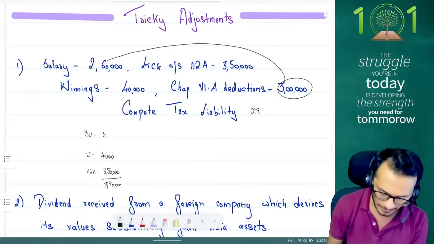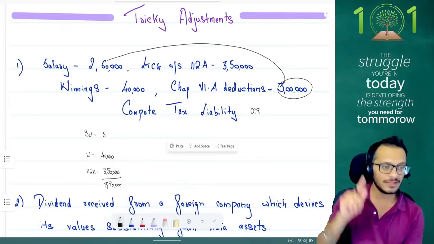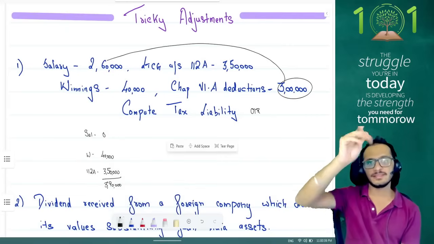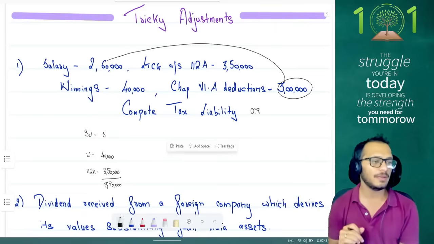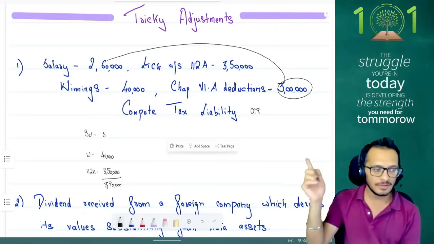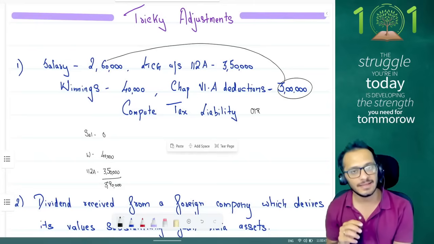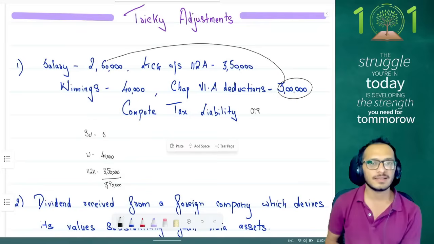Are we clear till here? Yes. So what are we doing, people? First thing, when it comes to chapter 6A, chapter 6A can only be adjusted against slab rate incomes. So I adjusted it against the salary balance. I will not be able to adjust the rest, so that gets wasted. So now my total income becomes 3,90,000, on which I have to now compute tax.